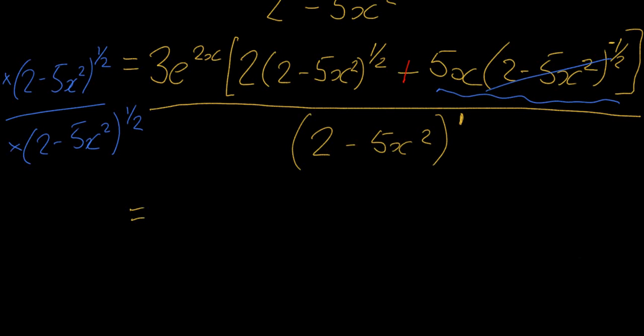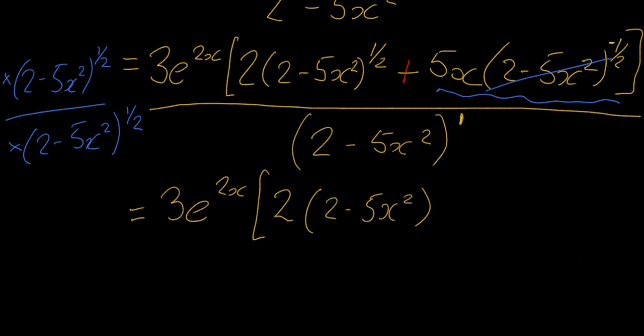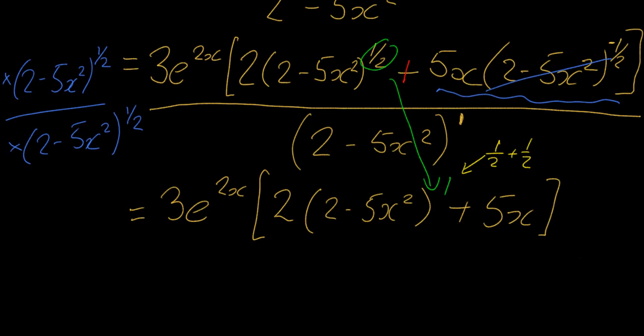And if you do this, then the top will become 3e to the 2x, 2 multiplied by 2 minus 5x squared. And since we multiplied the whole numerator by 2 minus 5x squared to the power of half, that means that this half over here is no longer half. Now it becomes half plus half. So this gives us 1. Okay. So just to clarify over here, this comes from the fact that we have half plus half. And this 5x over here is just 2 minus 5x squared to the power of 0. Because what you have here is an index of half minus half. So we're going to leave it like that.